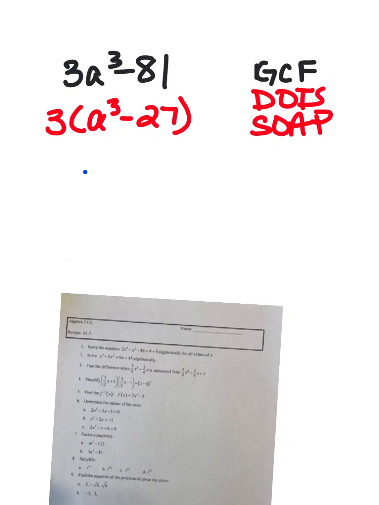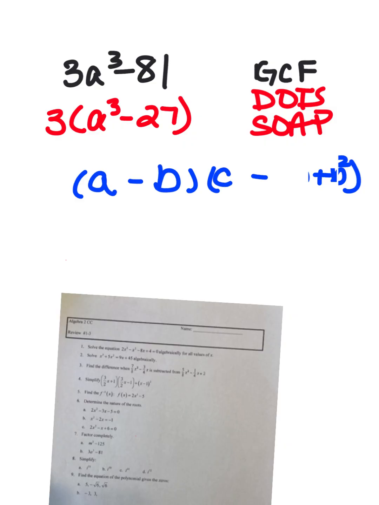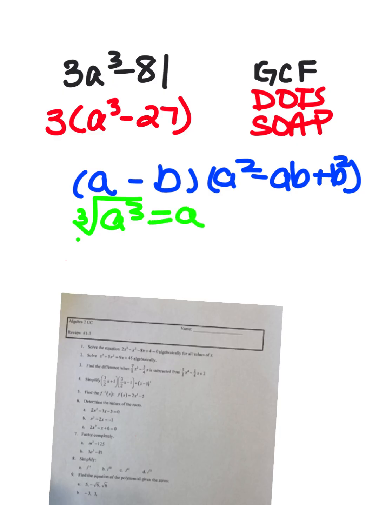All right, so I'm going to set up my parentheses. Same sign, opposite sign, always positive. And then it's going to be A squared, AB in the middle, B squared. Now you're going to find your A and your B. A comes from the cube root of a to the third, which is a, and B is the cube root of 27, which is 3.